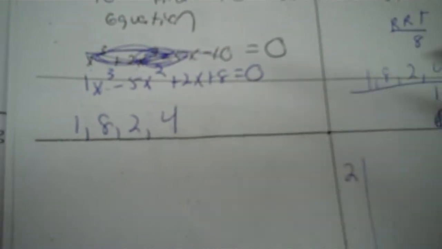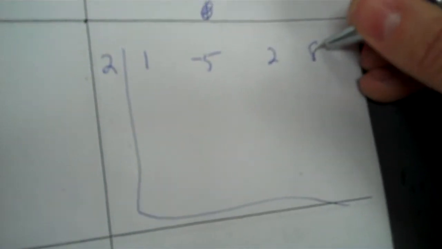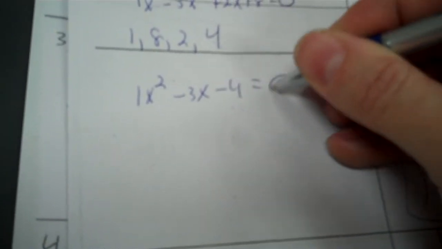So now I synthetically divide by 2, because x minus 2 is a factor of that expression. So 1, negative 5, 2, 8. And you will get a remainder of 0. When you have to find roots, you have to get the remainder to be 0. 1 times 2 is 2. It's going to be negative 3, negative 4, negative 8, 0. Now what happened? Well, that 1 now goes from an x cubed to an x squared. Now it's down to a quadratic equation: x squared minus 3x minus 4 equals 0.